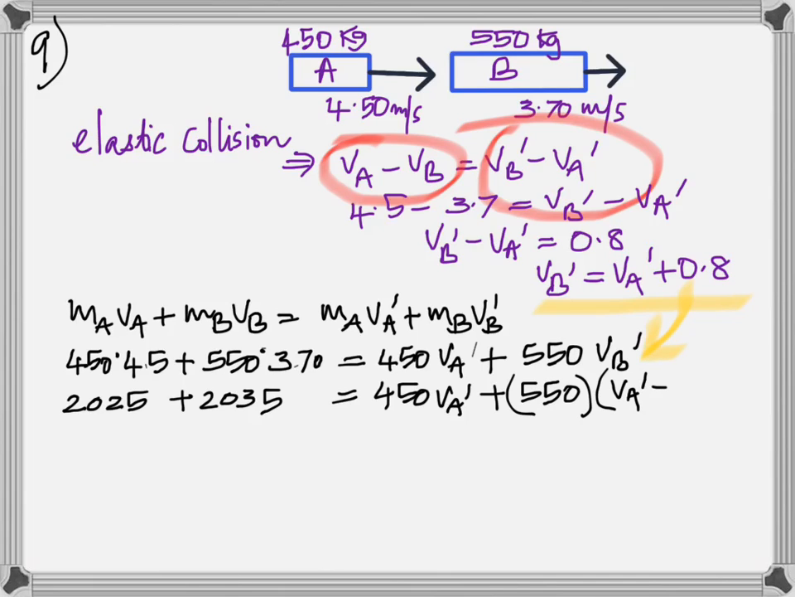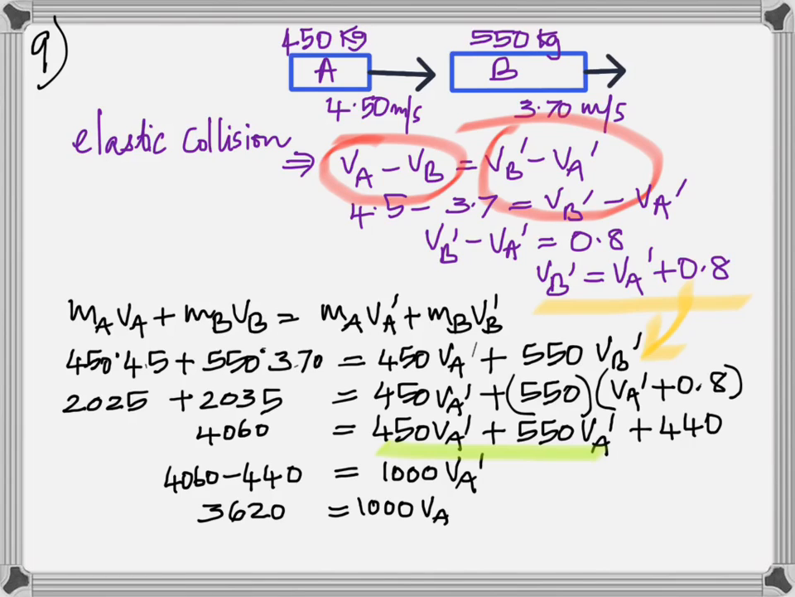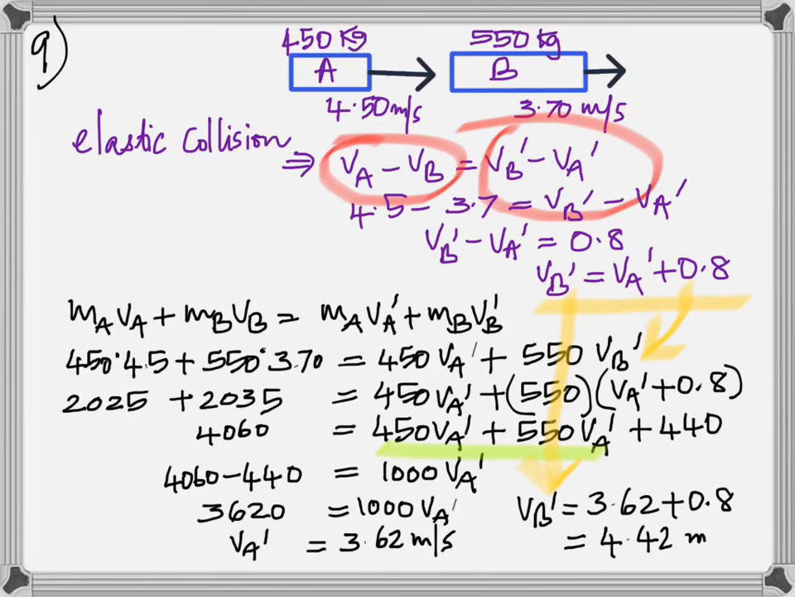Now in place of VB prime you can substitute, open the parenthesis, and you get the velocities. Number 10, it's an interesting question here.